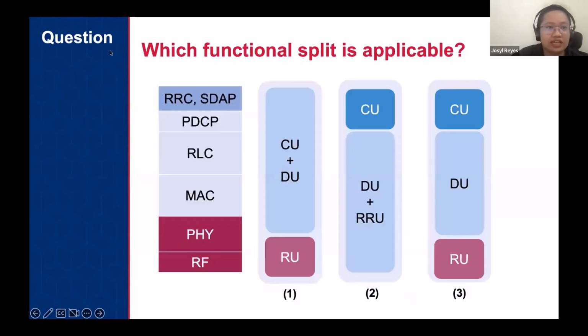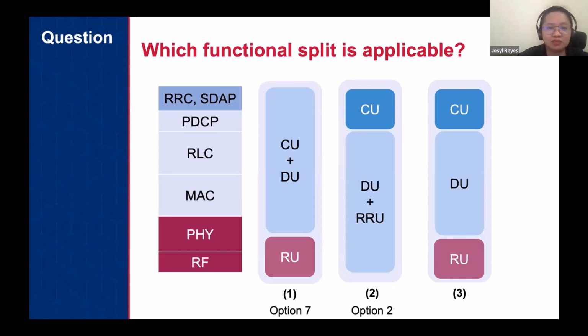Here you can see the different RAN protocols and the corresponding blocks. The question here is, which functional split is applicable to each one? So what about number 1? What functional split is applicable in this first question? You can Google it, of course, if you're stuck. What could this functional split be?